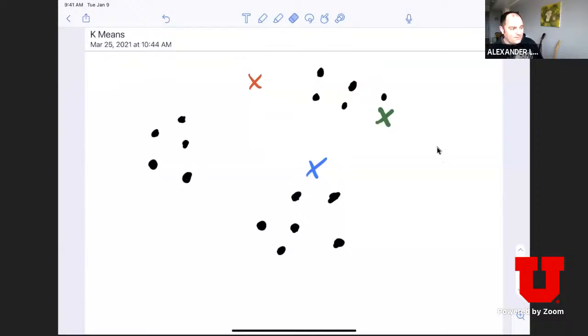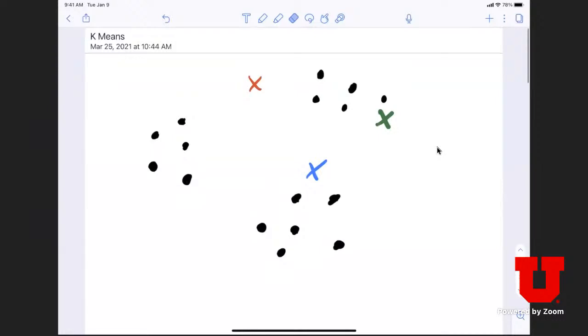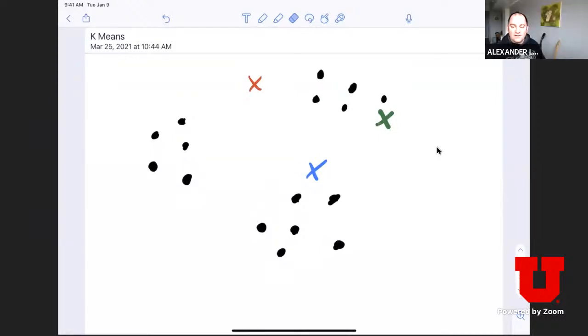So everybody can see my iPad? Yes. Great. So let's suppose we have the data points here in 2 dimensions. The black dots are my data points, and I want to assign them to 3 clusters. I have indicated the first cluster centroids for the 3 clusters that I've picked at random with these x's. So we have a red x, a green x, and a blue x.